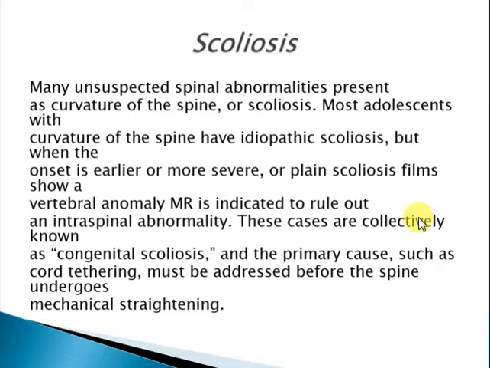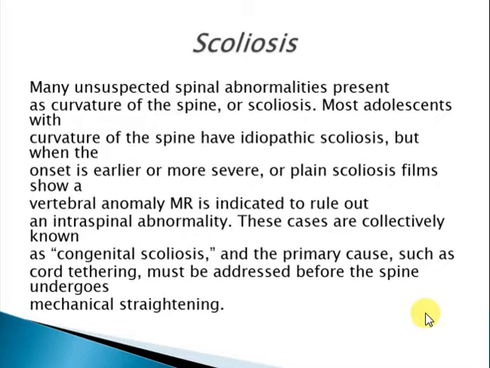Regarding scoliosis, many unsuspected spinal abnormalities present with curvature of the spine or scoliosis. Most adolescents with curvature of the spine have what's called idiopathic scoliosis, primary scoliosis. But when the onset is earlier, or if it is more severe, or if the scoliosis films show a vertebral anomaly, then MRI will be indicated to rule out intraspinal anomalies. These are collectively called congenital scoliosis.